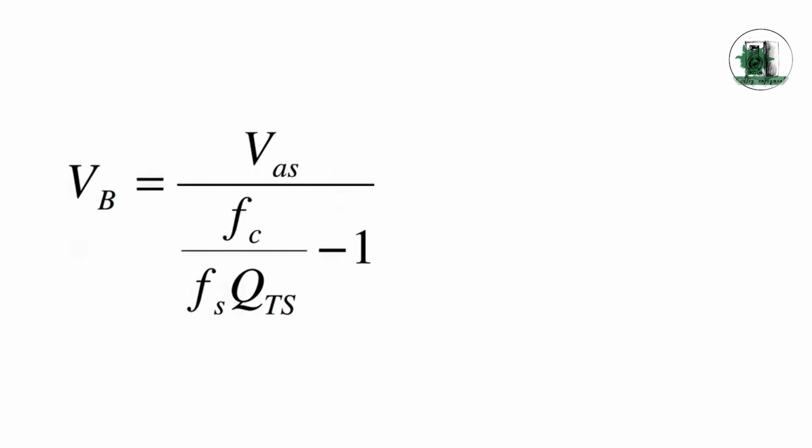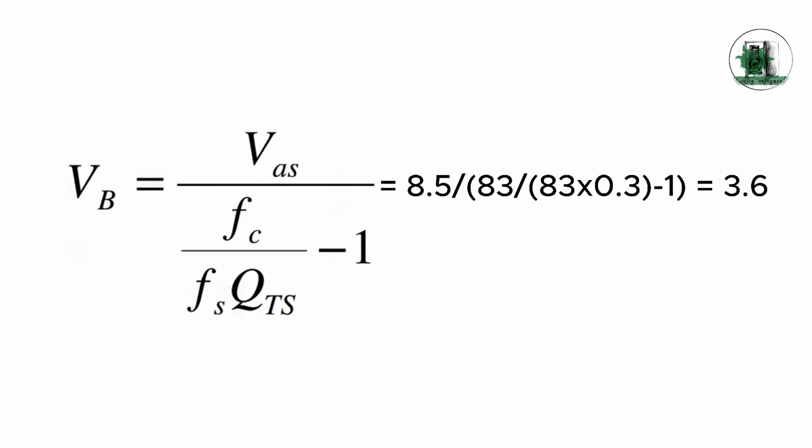You just need to set the horn's cutoff frequency, or FC. That's where the horn starts doing its job. The other parameters are already in the speaker's specs. Make sure to choose a cutoff frequency that doesn't result in a box that's too small. For example, 83 Hz. The volume of the rear box was calculated to be 3.6 liters.